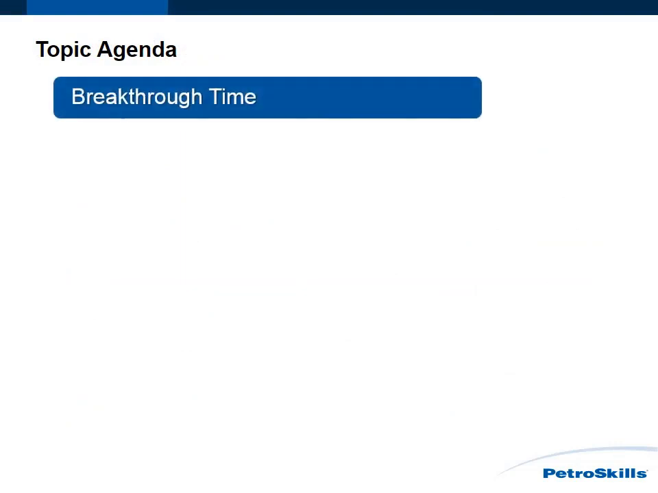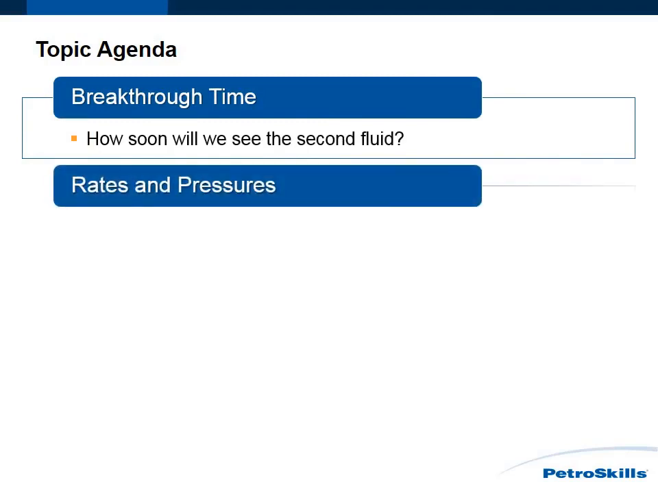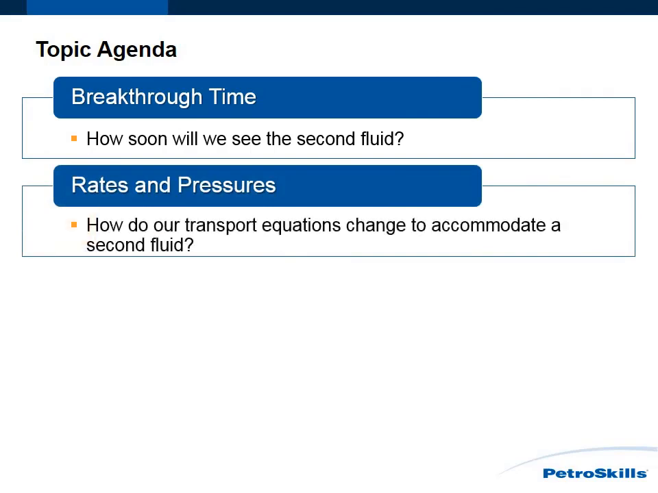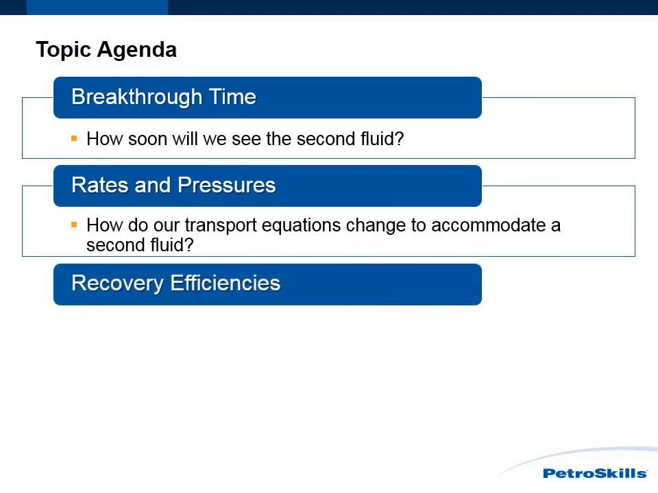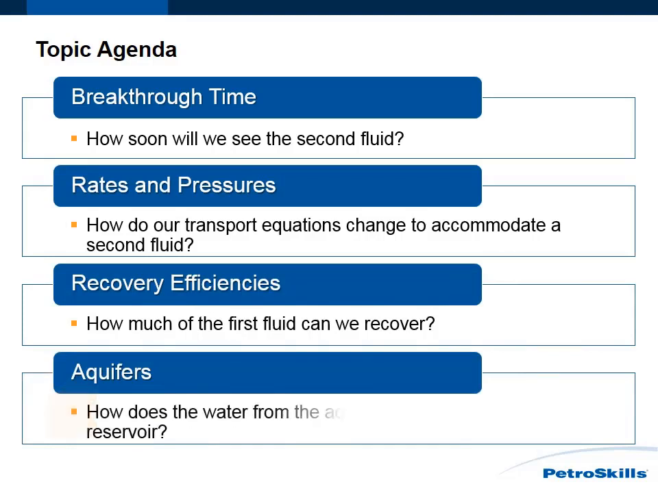And this is the order in which we will cover these objectives. The first section is breakthrough time, where we will discuss the time it takes to see the second fluid. The next section is rates and pressures. In this section, we look at how the transport equations change to accommodate the second fluid. In the third section, recovery efficiencies, we determine how much of the first fluid we can recover. And in the last section, aquifers, we look at how the water from the aquifer invades the hydrocarbon reservoir.